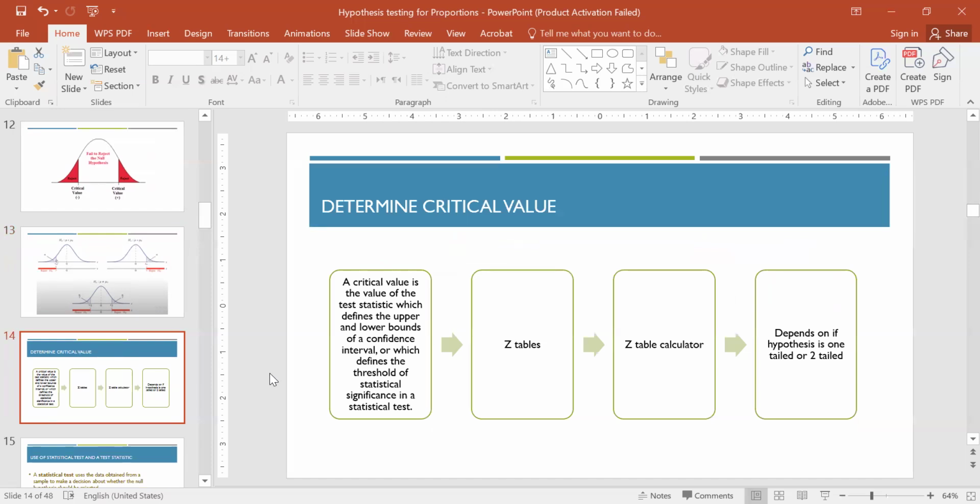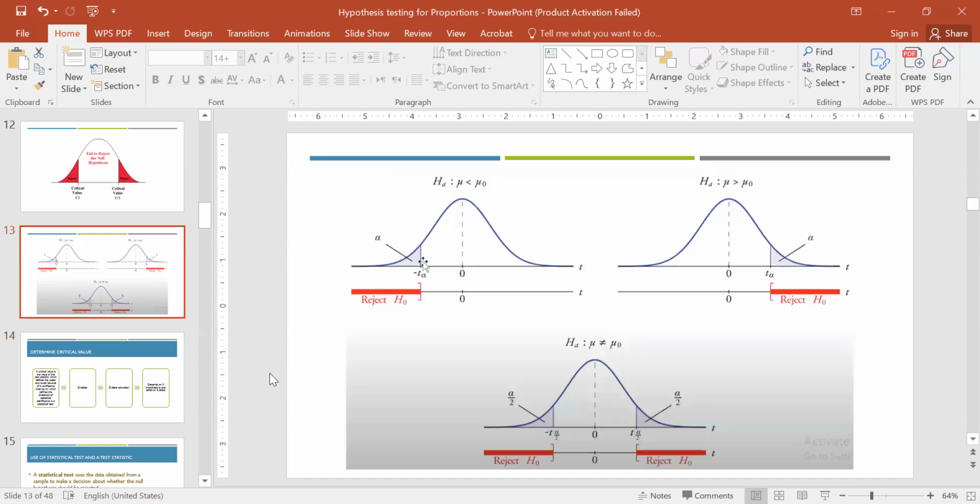So, how to determine the critical value? It is a value of the statistic which defines the upper and lower bounds of a confidence interval, or which defines the threshold of statistical significance in a statistical test. We will get it from the Z table, or the table calculator, and it depends on whether the hypothesis is one-tailed or two-tailed, as we have already seen in this slide, that for each type of hypothesis we have different regions.